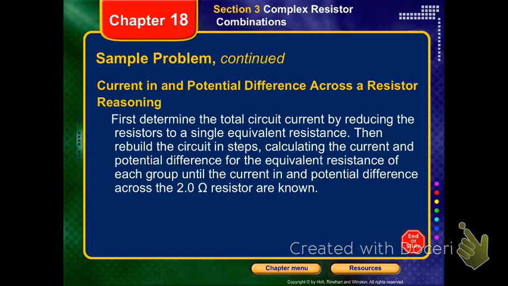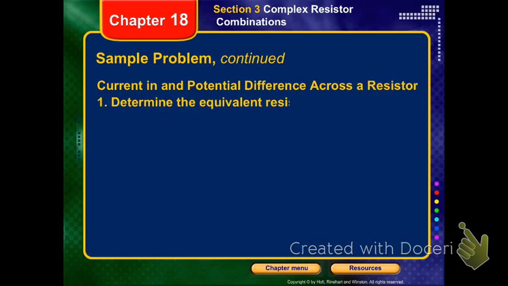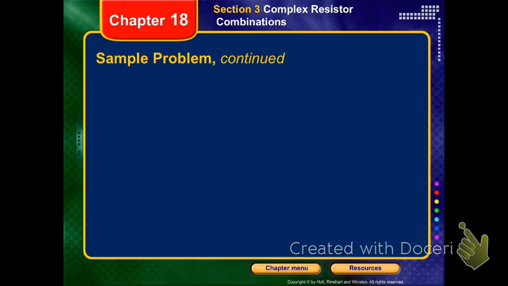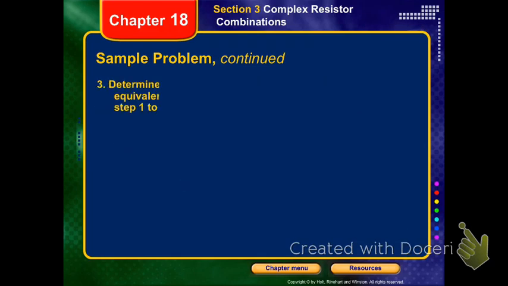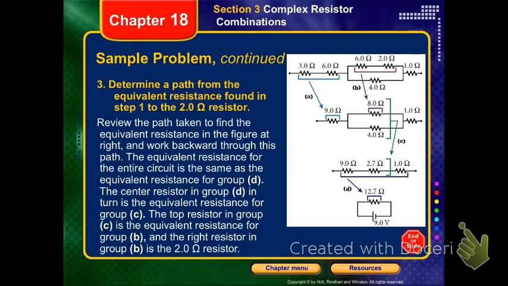If you're looking in your PowerPoint, we've already talked about this part, and we've talked about the next part too, and we've done our calculation with that. So we got the 0.71 amps. Now it says, determine a path from the equivalent resistance found in step 1 to the 2 ohm resistor. You can see where we've already done A, B, C, and they show you where we did part D, which we've already completed too. I'm going to give you a second to read that, and then we'll go through it.